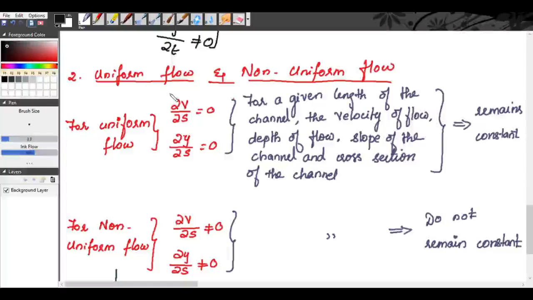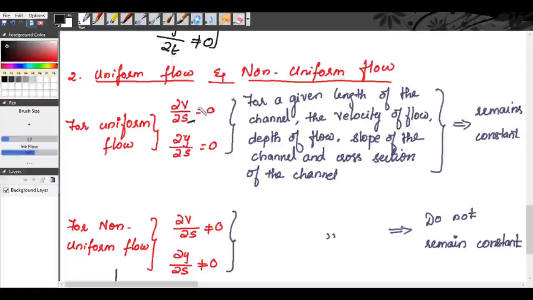So for uniform flow, the flow characteristics are constant with respect to space, and for non-uniform flow, the flow characteristics are not constant with respect to space. So that is why you are differentiating with respect to space. S means space, okay? So ∂V/∂S is equal to 0, ∂Y/∂S equal to 0 for uniform flow.